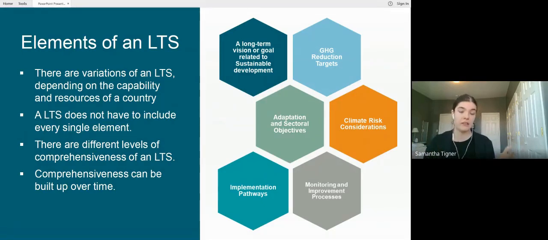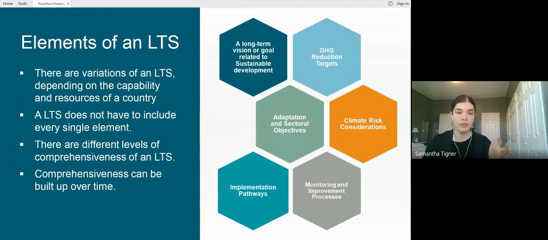One thing I'll say first off is that long-term strategies are not uniform by any means. They're going to vary between countries depending on the specific context and capabilities, differing priorities and resources. So the level of detail and comprehensiveness between country long-term strategies may differ. While not all of these elements have to be included, there are several pieces that are commonly interspersed throughout long-term strategies that we've seen already. I'm going to discuss a couple of these in greater detail, but these various components are highlighted on the right side of your screen right now.